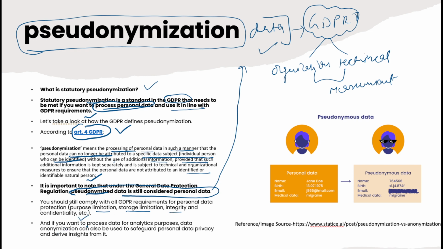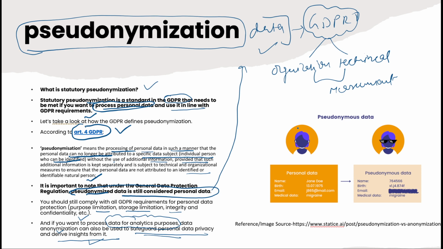If you want to process data for analytics purposes, data anonymization can also be used to safeguard personal data privacy and derive insight from it. This is also very important for those companies processing data for analytics purposes. Data anonymization is one of the available solutions which can meet the GDPR requirement to safeguard personal data privacy and derive insight from it.